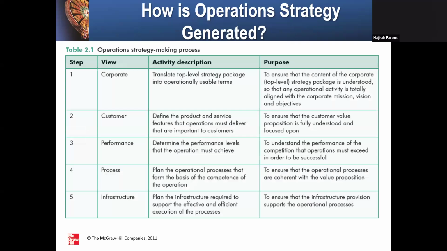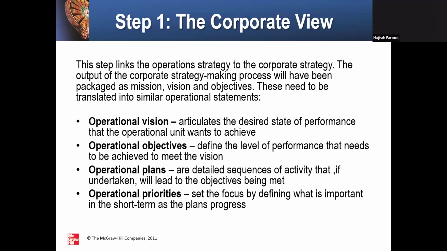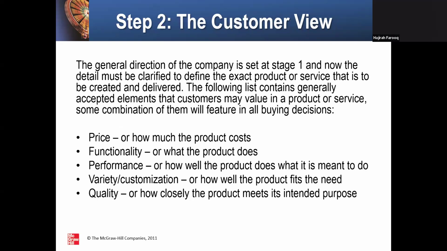Then we went on to discuss how operation strategy is generated. So we discussed it from different points of view, from the corporate, customer, performance, process, and infrastructure point of view. And then we discussed each of these points of view or stages in further detail as well. So in the corporate view, there's operational vision, operational objectives, operational plans, and operational priorities. The step 2 was the customer view, where the price, functionality, performance, variety, and quality is taken care of or considered.